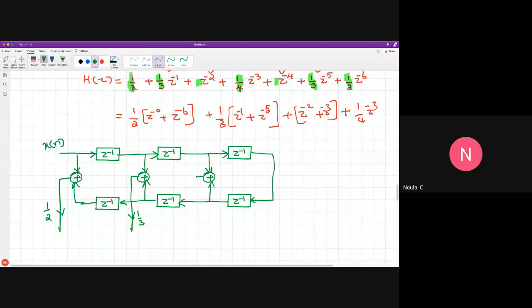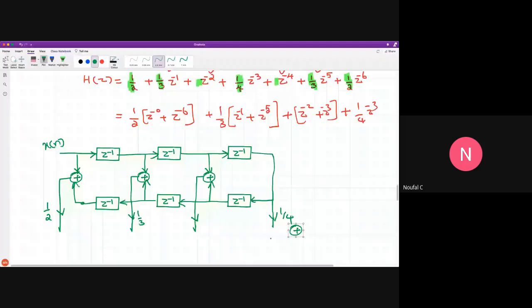Okay. And I'm tapping from this point, and that needs to be multiplied with 1. So I'm not putting any gain. And at the end, you have 1/4 z raised to minus 3. So z raised to minus 3 would be available at this point. So you can tap it from here, and that needs to be multiplied with 1/4. And then all these things have to be added together.